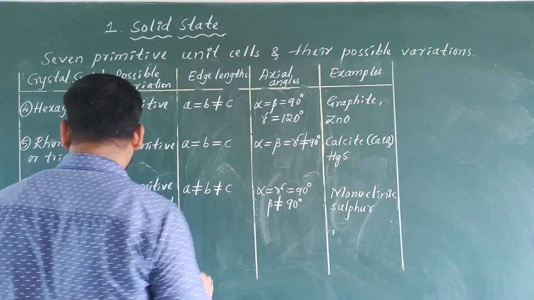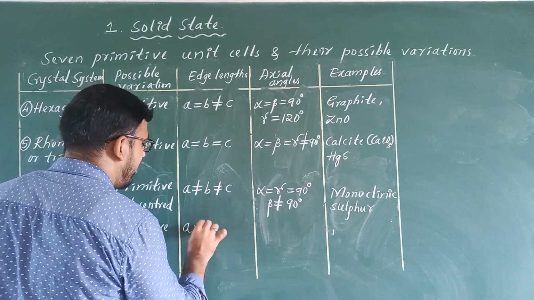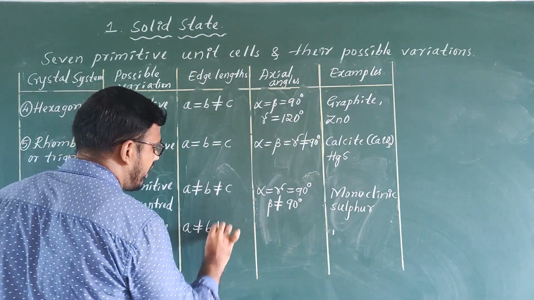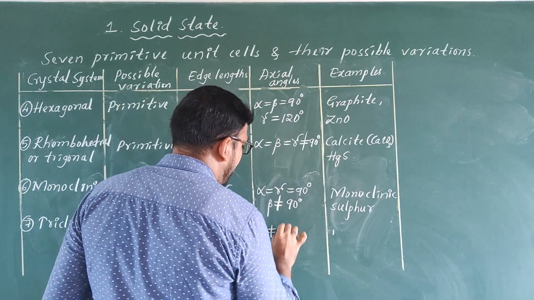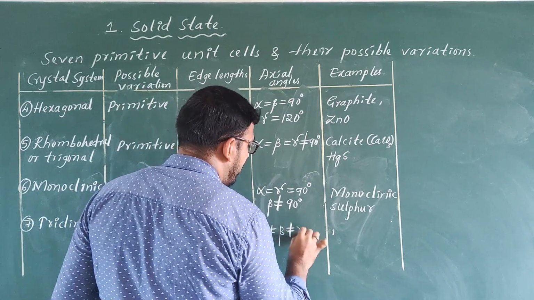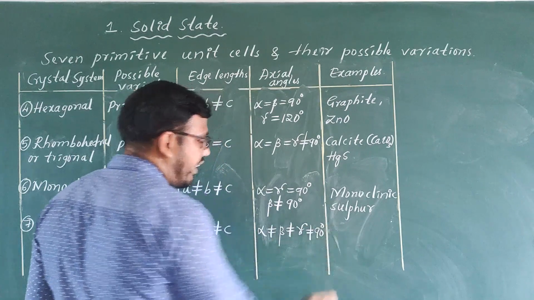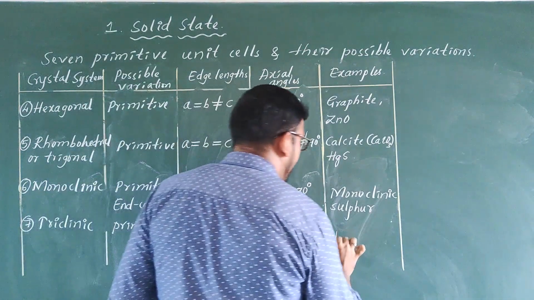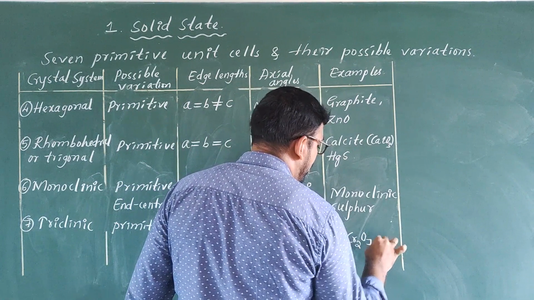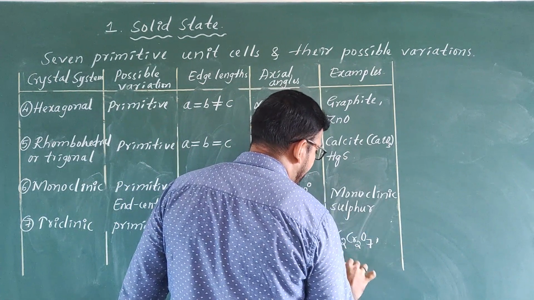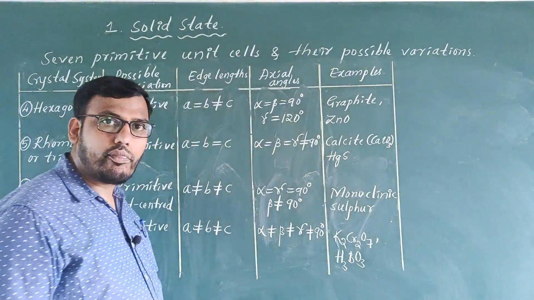So triclinic is a crystal system in which edge lengths are not equal to one another. A is not equal to B is not equal to C, and even the bond angles are not equal. Alpha is not equal to beta is not equal to gamma, and none equal to 90 degrees. The examples are potassium dichromate, K2Cr2O7, and orthoboric acid, H3BO3.